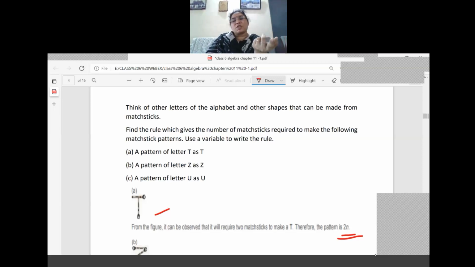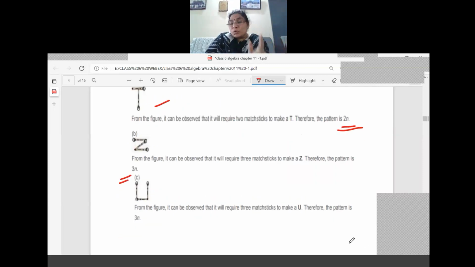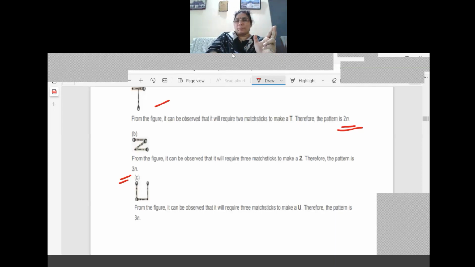Now Z is the next one. A pattern of the letter Z I have used. See how many matchsticks you are seeing there? 3. So the pattern will be 3n. Now the next letter we have gone for is U. See how many? It is equal to 3n only. Now I gave 3 examples. Based on the matchsticks we formed, for T it is 2n, for Z it is 3n, and for U it is 3n only.